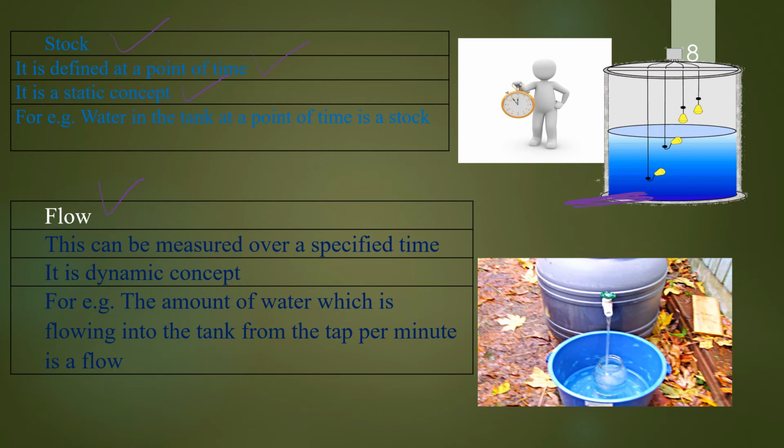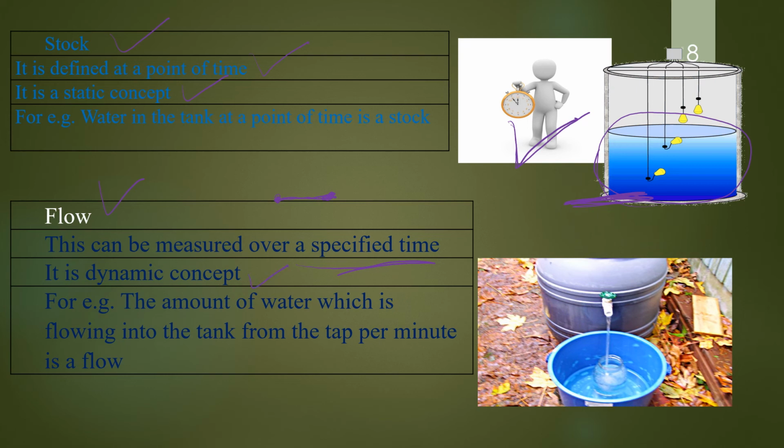The good example they have given here is water in the tank. Right now, the amount of water in the tank is a stock because you are measuring at a point of time. Then what is a flow concept? It is measured over a specified period of time. That means it is a dynamic concept as there will be 2 points, the beginning and end, and over this period of time you are going to measure that economic variable. Because of that reason, it is called a dynamic concept.